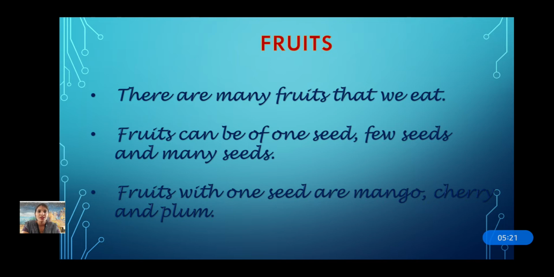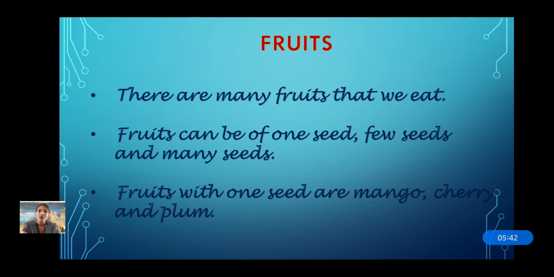Next, fruits. There are many fruits that we eat. We all like to eat fruits. There are different fruits: mango, banana, apple, cherry, chiku, watermelon, papaya, isn't it? We all like to eat them. Now, fruits can be of one seed, few seeds, and many seeds.